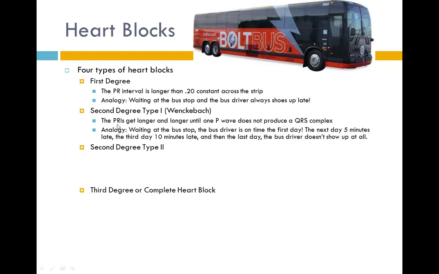Second degree heart block is where the PR interval gets longer and longer until one P wave does not produce a QRS complex. So you'll actually have a dropped QRS complex. So again, in second degree type 1, otherwise known as Wenckebach, the PR interval gets longer and longer and then you'll have a dropped QRS complex.